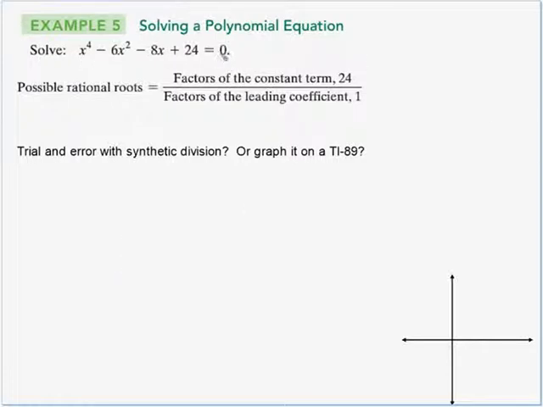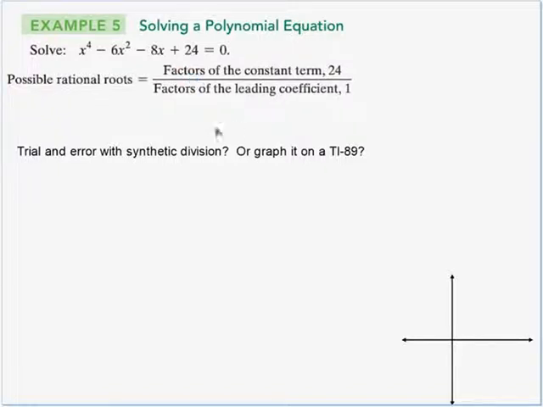Solve this polynomial set equal to 0. It's a fourth power, and that constant term is a 24. So when we think about our possible rational roots, with leading coefficients of 1, plus and minus 1, we want all the factors of 24. What divides evenly into 24?